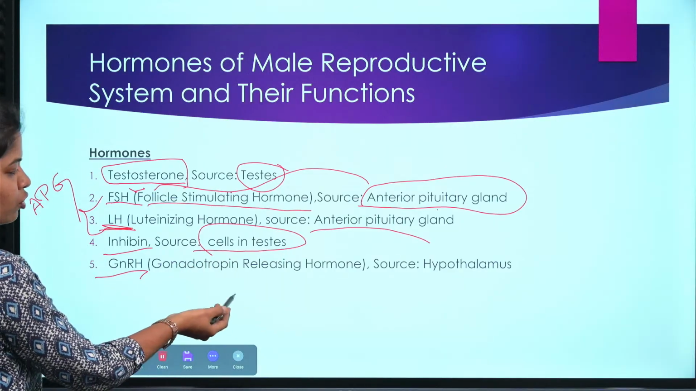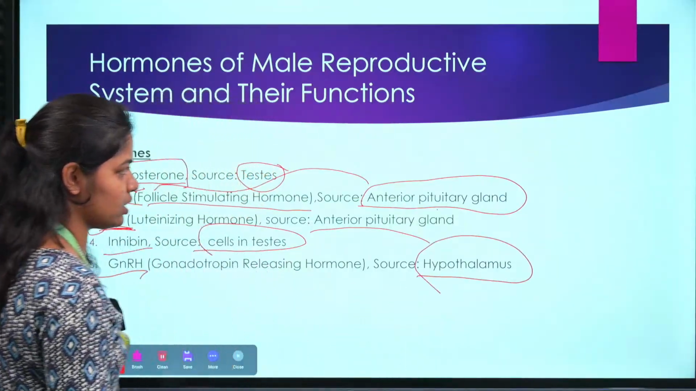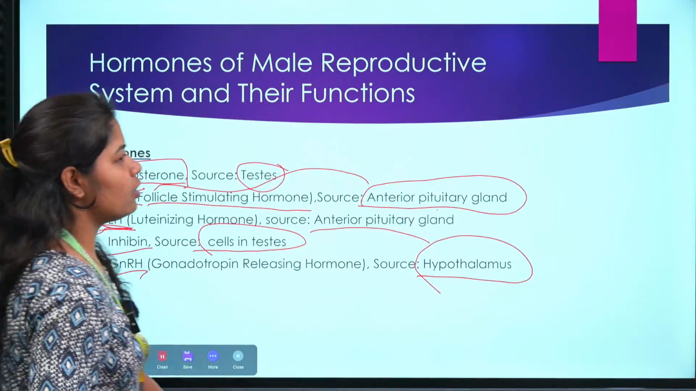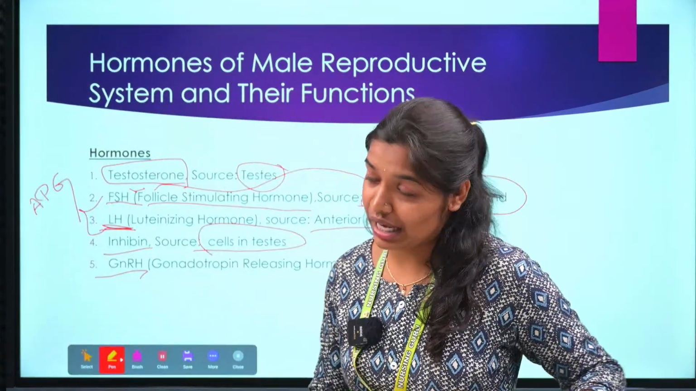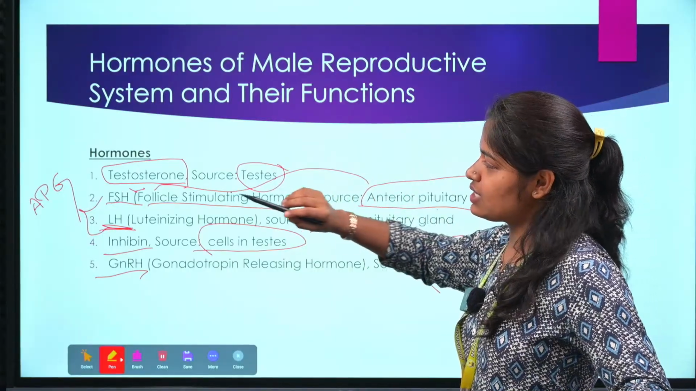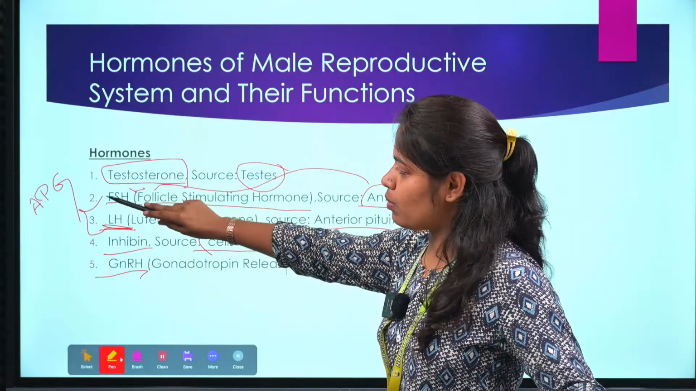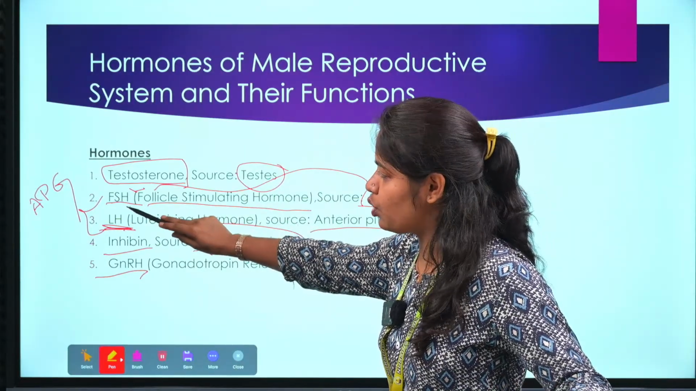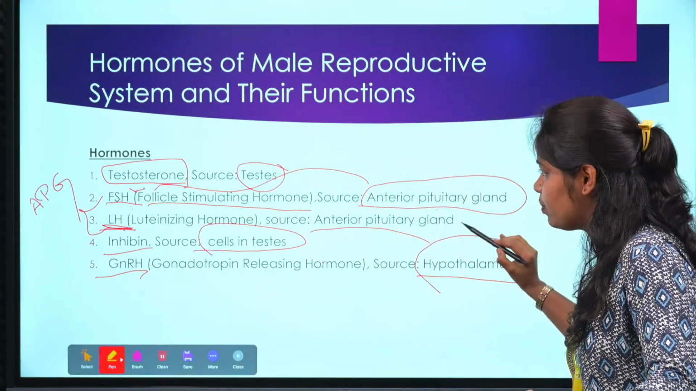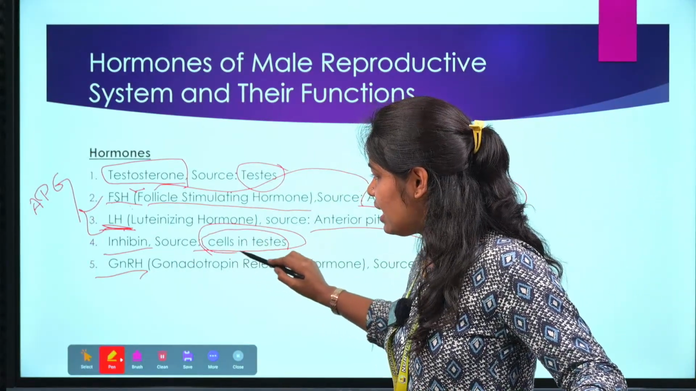Gonadotropin releasing hormone is produced by the hypothalamus. There are five hormones present in the male reproductive system. First one, testosterone, released from the testis; FSH and LH. Follicle stimulating hormone and luteinizing hormone are produced by the anterior pituitary gland, and inhibin is produced from the cells in the testis.